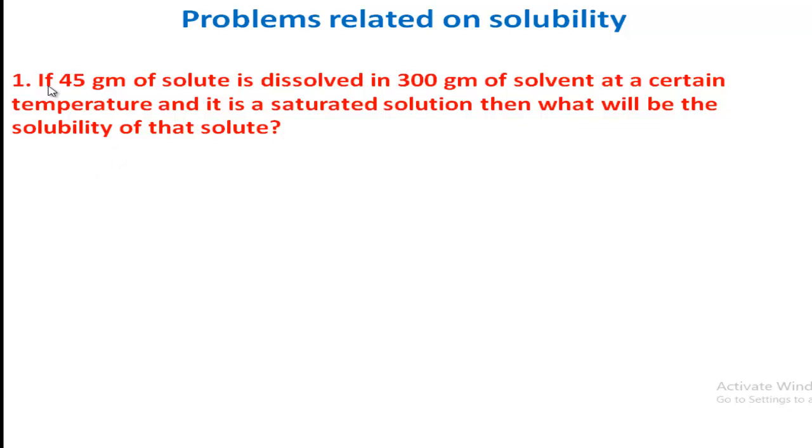For example, if 45 gram solute is dissolved in 300 gram solvent at a certain temperature and it is a saturated solution, then what will be the solubility of that solute? Follow the maths carefully. Here it is said that it is a saturated solution, the amount of solvent is 300 gram and the amount of solute is 45 gram. So what will be the solubility? So how can we solve this problem?